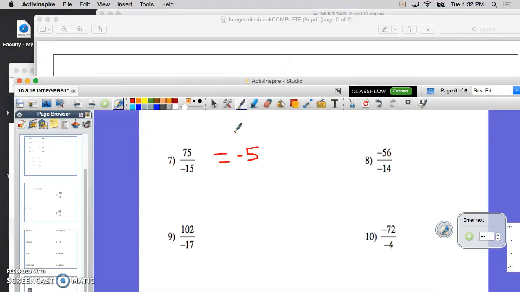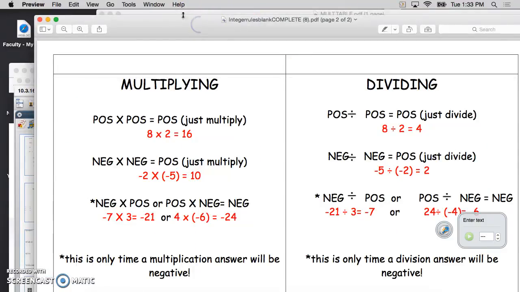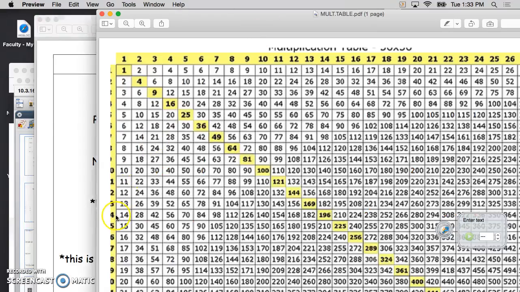All right, we're going to move on to another one. Let's see. I'm going to go over to number 8. All right, here we go. So this time I have 14 will go into 56. So again, you can use your multiplication chart. 14th column, how many times does it go into 56? There it is. Answer is going to be 4.